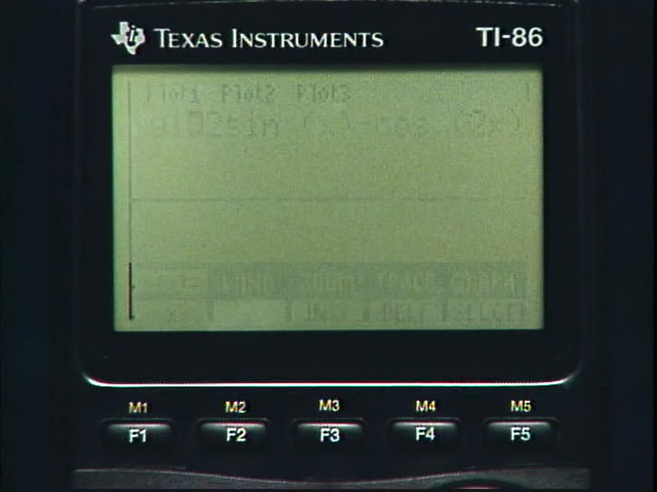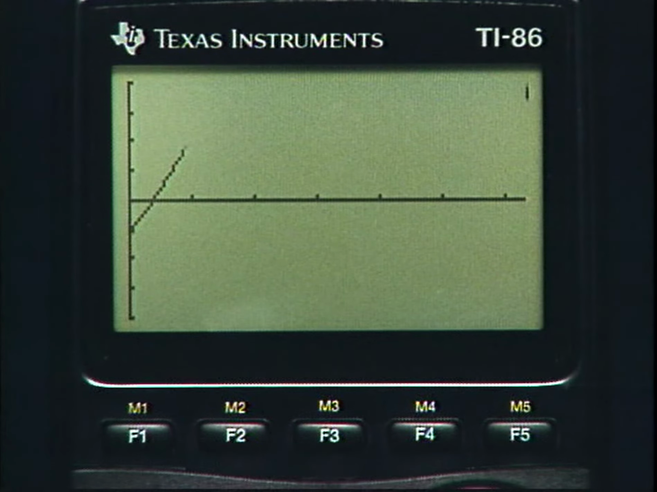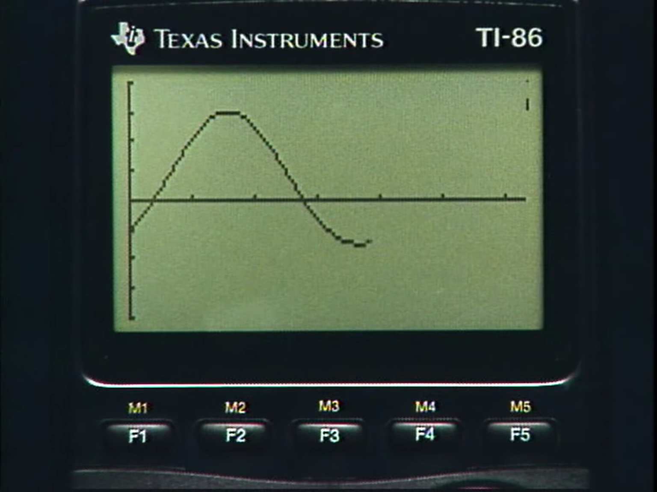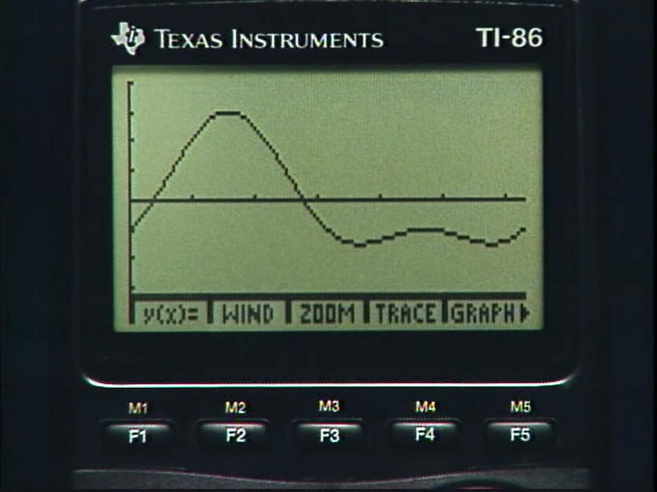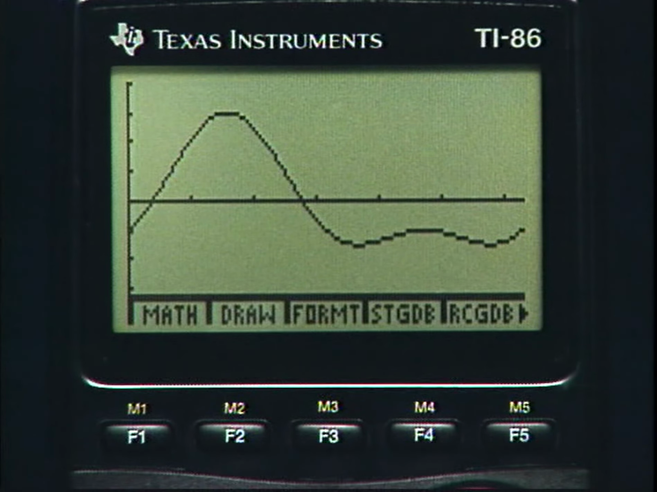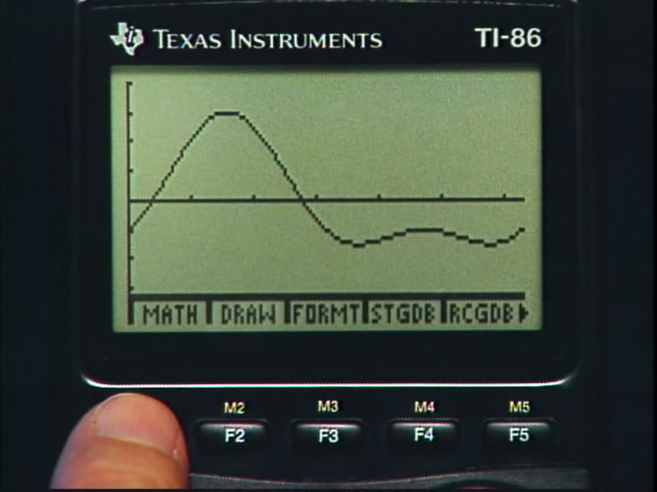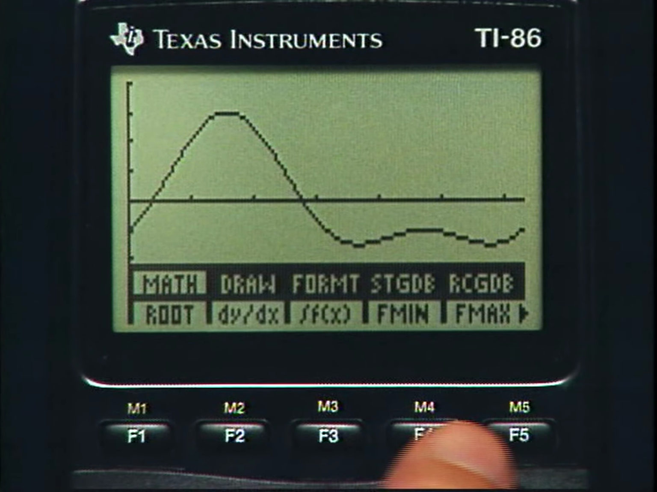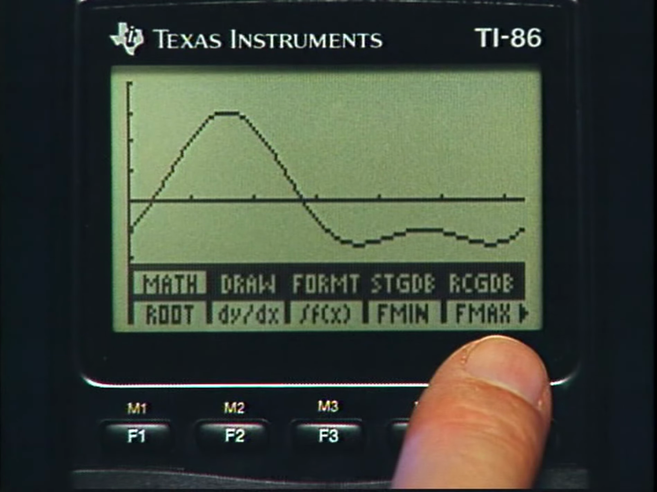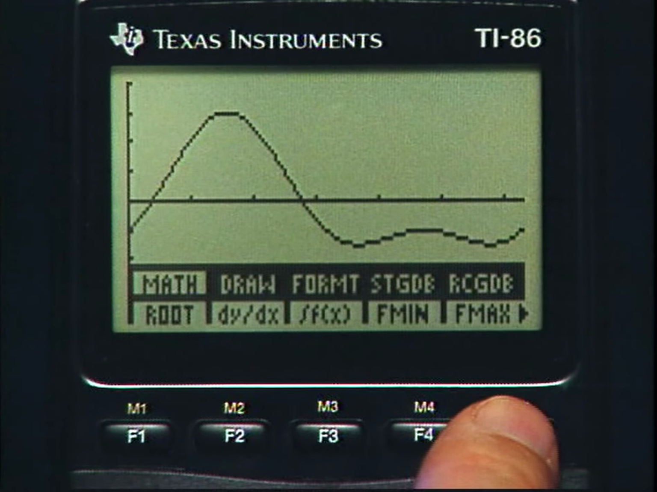Anyway, the graph, I'm pressing second and then F5 to give us the graph. Graph looks as it did before. And we're going to go through the process of calculating max and min. The menus are just a little bit different, but they work out exactly the same way. That is, the menu for finding max and min is found this way. I'm going to press more, and then it's in the math menu, which is F1 here. And now notice that F4 and F5 are minimum and maximums. So it's the same idea as before.